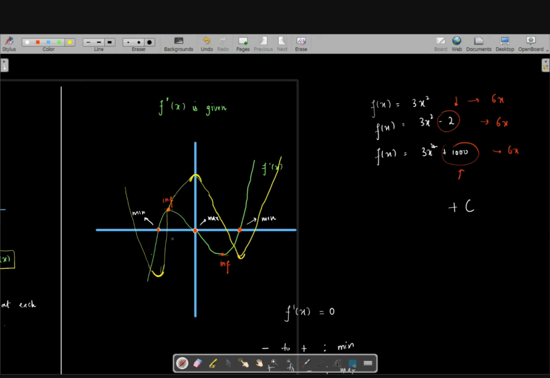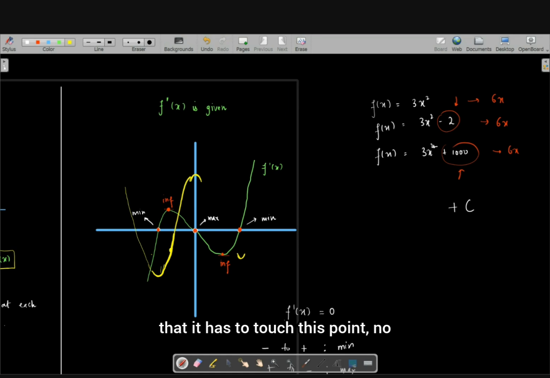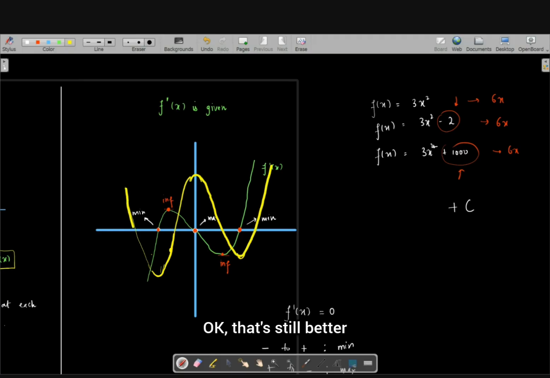Okay, one more thing. It's not going to pass through this point. It will just change its concavity. So it's going like this. Now somewhere here, its concavity will change. It's not necessary that it has to touch this point. You only have to change the concavity. Somewhere here, again change it. Okay, that's still better.